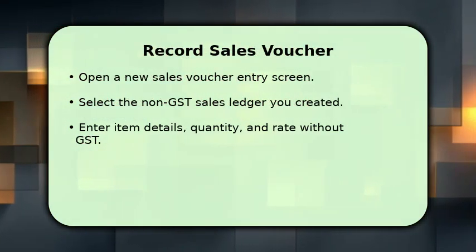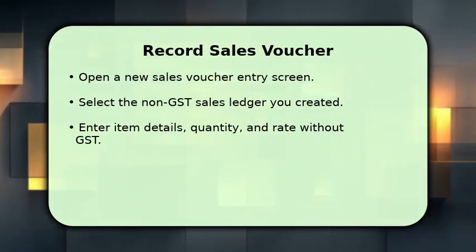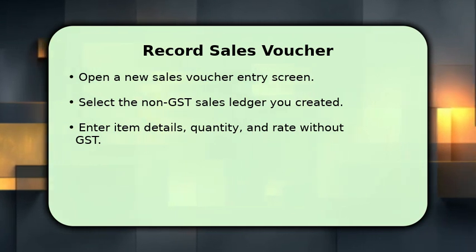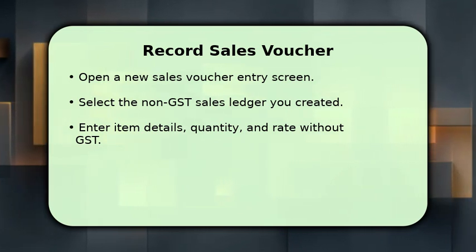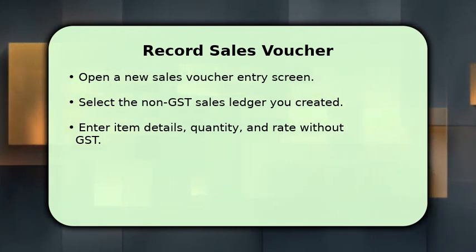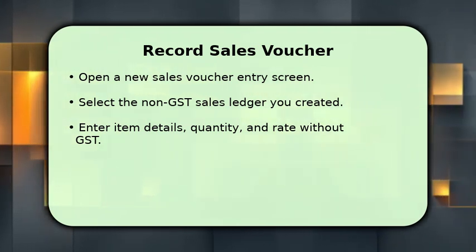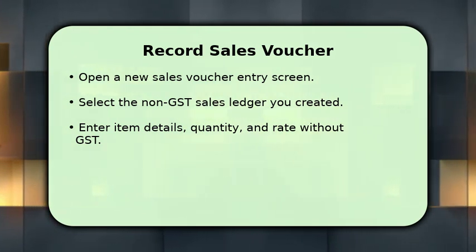Now, let's record a sales voucher. Go to the sales voucher entry screen. Here, select the specific sales ledger you configured as not applicable for GST. Proceed to enter the details of your items, including the quantity and the rate. You will notice that no GST components are calculated or displayed, confirming your non-GST transaction. This is where the actual billing happens.